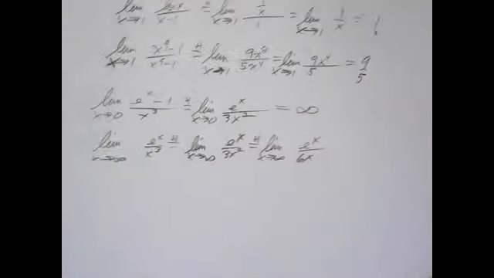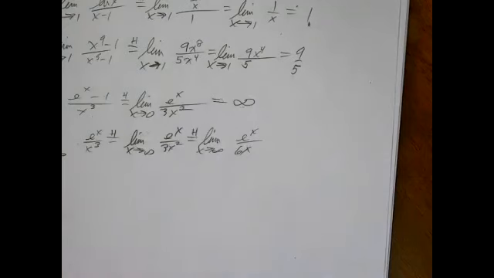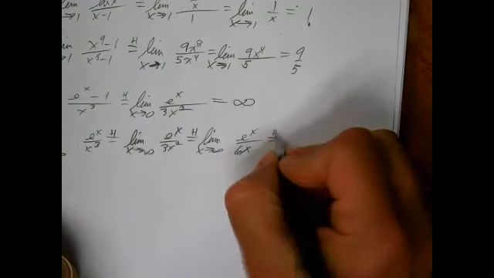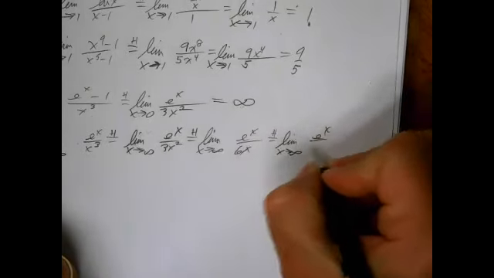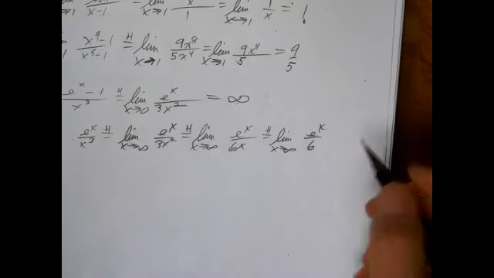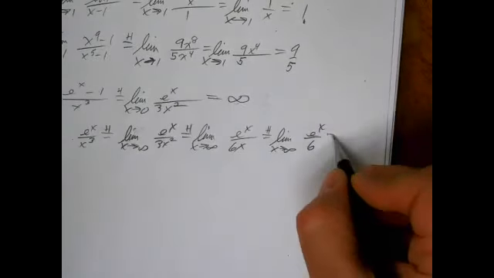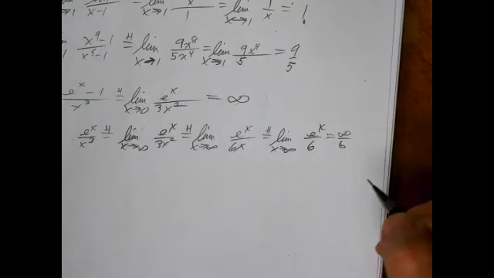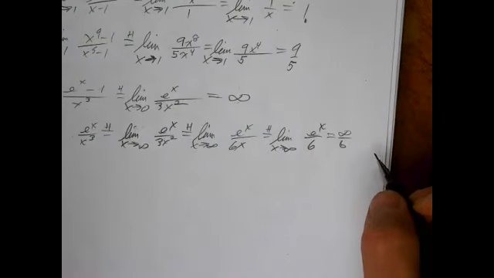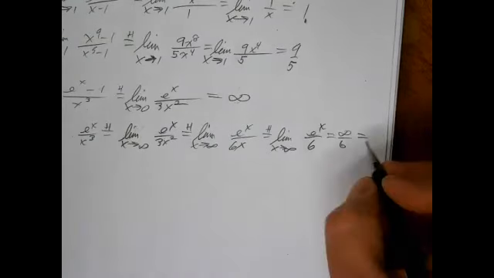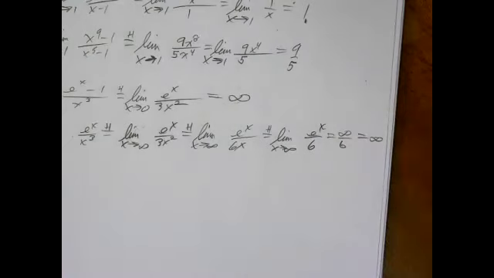And once again, if I plug and chug, I get an infinity over an infinity. So once again, that means I can use L'Hopital's rule. And this time when I plug and chug, I get infinity over 6. Once again, that is not on the list of indeterminate forms. So therefore, we should know what it is. That one's an infinity. If you take an infinitely large value and divide it by 6, you still have an infinitely large number.